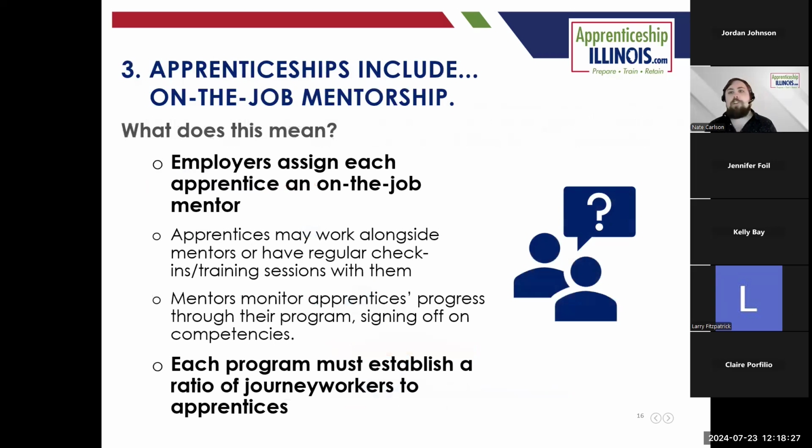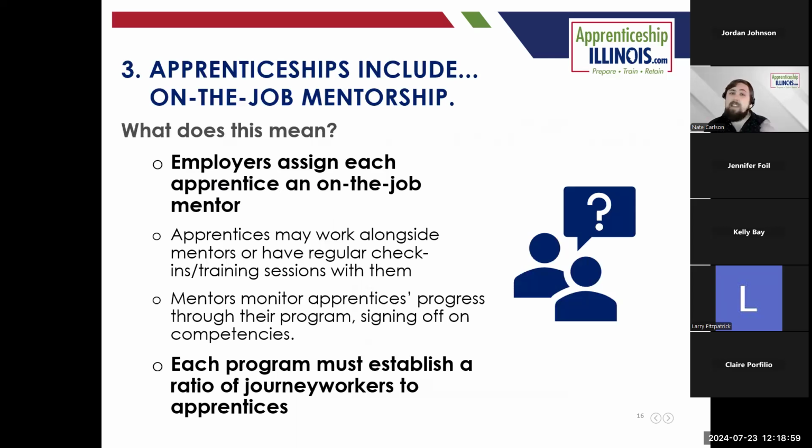The third component of registered apprenticeships is on-the-job mentorship. The relationship between a mentor and apprentice is crucial, right? It's one of the additional things that creates this retention, because you have someone who you're learning from one-on-one. And so employers are going to assign each apprentice an on-the-job mentor, and the apprentice may work alongside them, or they may have regular check-ins and training sessions with them. They may shadow them early on in the program, and that's going to largely depend based on occupation.